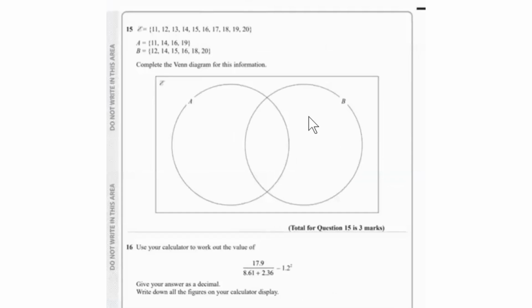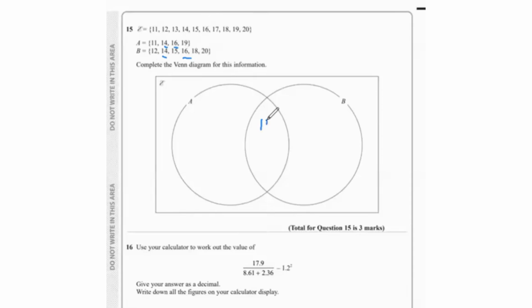Question 15 says, we have a universal set which includes the values 11, 12, 13, 14, 15, 16, 17, 18, 19, 20. Set A has the values of 11, 14, 16, 19, and set B has the values of 12, 14, 16, 18, 20. Complete the Venn diagram. So first thing, we need to identify what are the common elements between set A and set B. As you can see, they both have 14 and they both have 16.